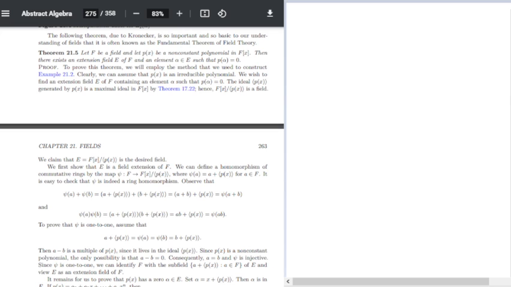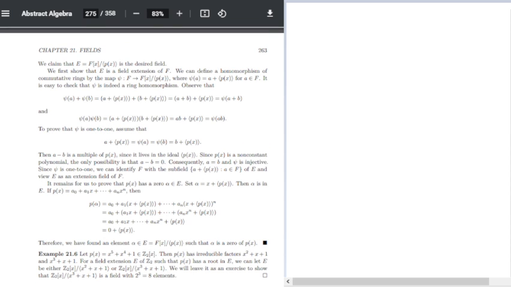We claim that E is equal to F[x] over the ideal of p(x) is the desired field. We first show that E is an extension field of F. We can define a homomorphism of commutative rings by the map psi from F to F[x] over the ideal generated by p(x), where psi(a) is equal to a plus the ideal of p(x) for a in F. So we basically define it as a natural projection, treating it as an abelian group. It is easy to check that psi is indeed a ring homomorphism.